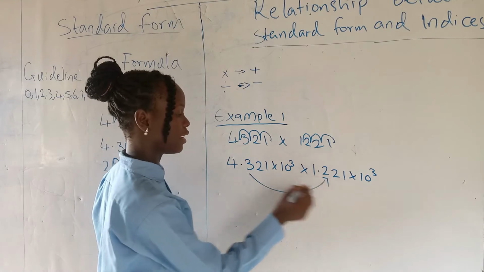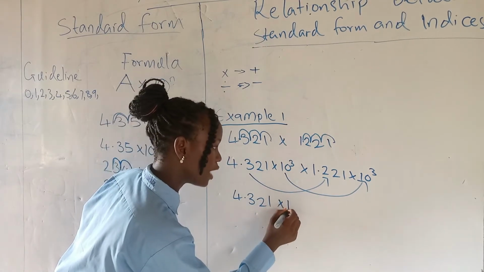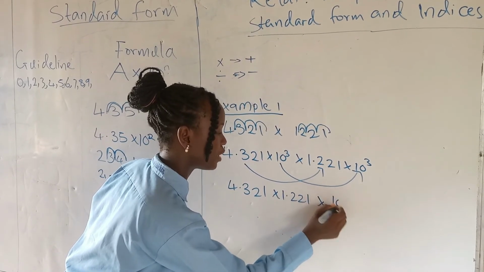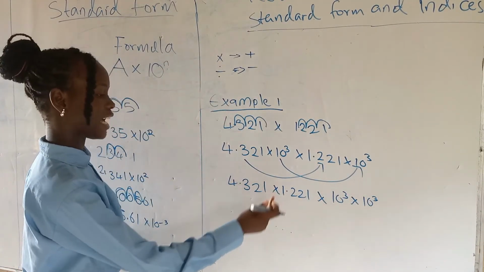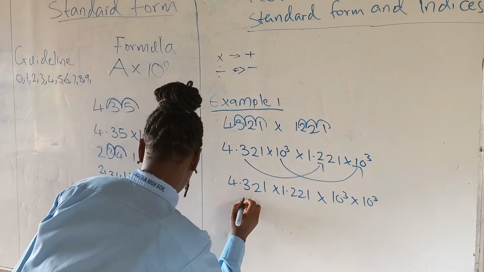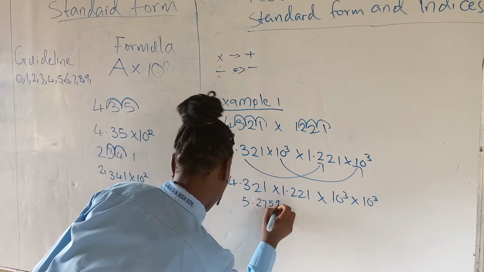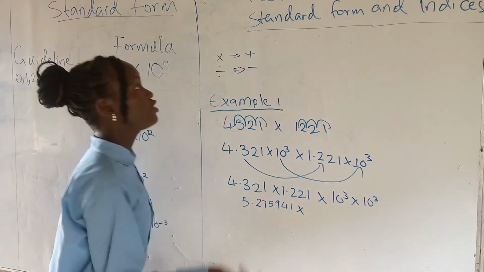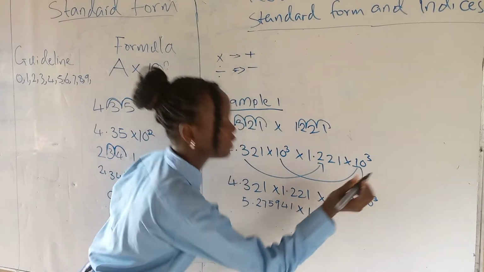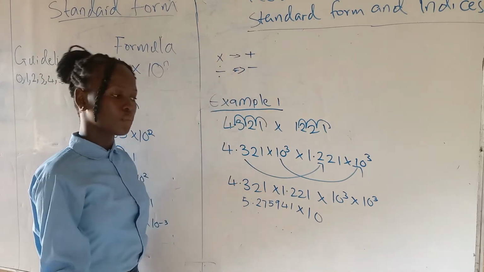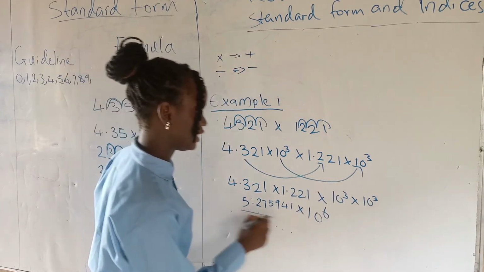So you bring these two together and you bring these two together, which gives 4.321 times 1.221 times 10 raised to the power 3 times 10 raised to the power 3. If you do 4.321 times 1.221, we have 5.27591 times. According to indices, whenever you're having the two bases, you need to pick one of the bases. Then, like our guideline here, times also means plus. So we're going to add the two integers together, which is 3 plus 3, will give you 6. And this is our answer.